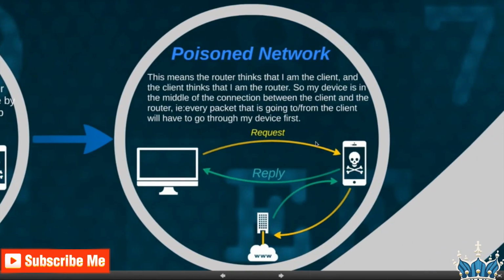Now once we do this twice, we've actually redirected the flow of packets. So every time this device wants to do something, it's going to think that I am the router, so it's going to send the request to me. What I'm going to do is send the request to the router. The router is going to go get me the response, send it back to me because it thinks that I am this device. And then I'm going to forward that response to the target device.